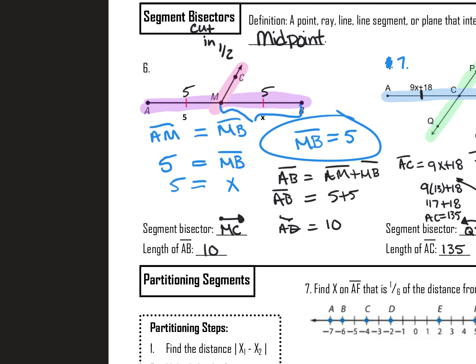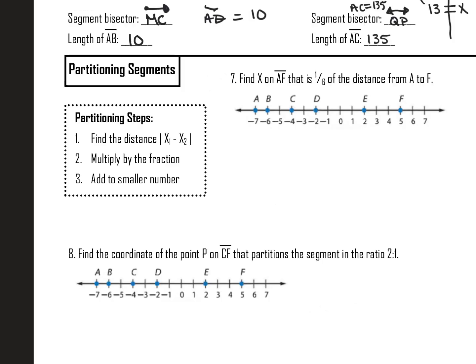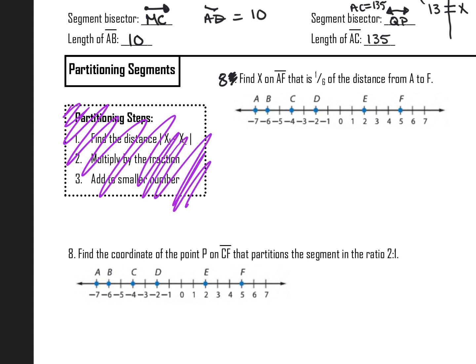All right, moving on to the next question, question 8. Question 8, marked as question 7. All right, question 8. It says find x on AF that is 1/6 of the distance from A to F. All right, so guys, this is called partitioning. I personally do not use these steps over here. I will give you an easier way to remember it.